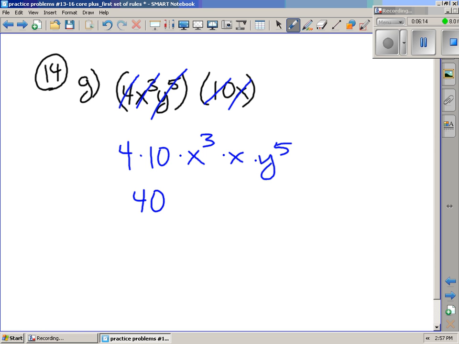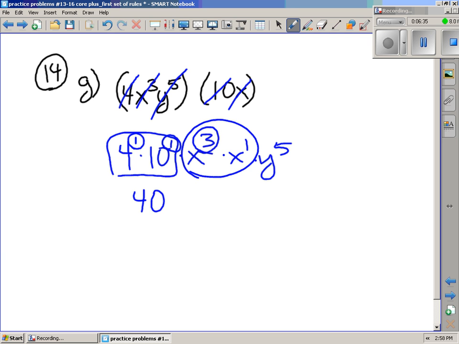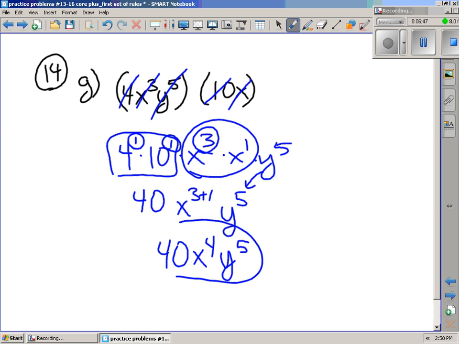So we get 40. You treat this just like you normally would. This is 4 to the power of 1, 10 to the power of 1. The bases aren't the same, so you can't do the rule where you add the exponents. But we know how to multiply 4 times 10. We're allowed to just do 4 times 10 and get 40. Over here, we can add the exponents because the bases are the same. And there's no other base of y, so we just carry that down. So we have 40x to the fourth, y to the fifth.